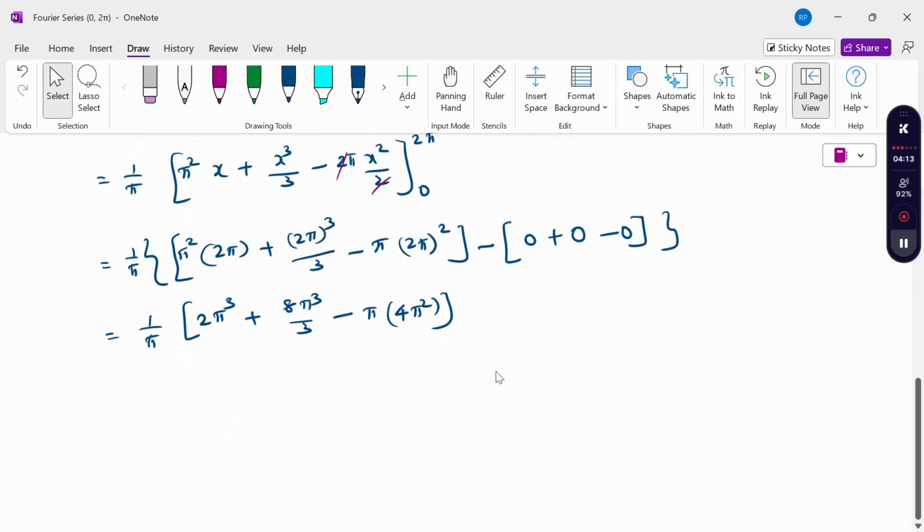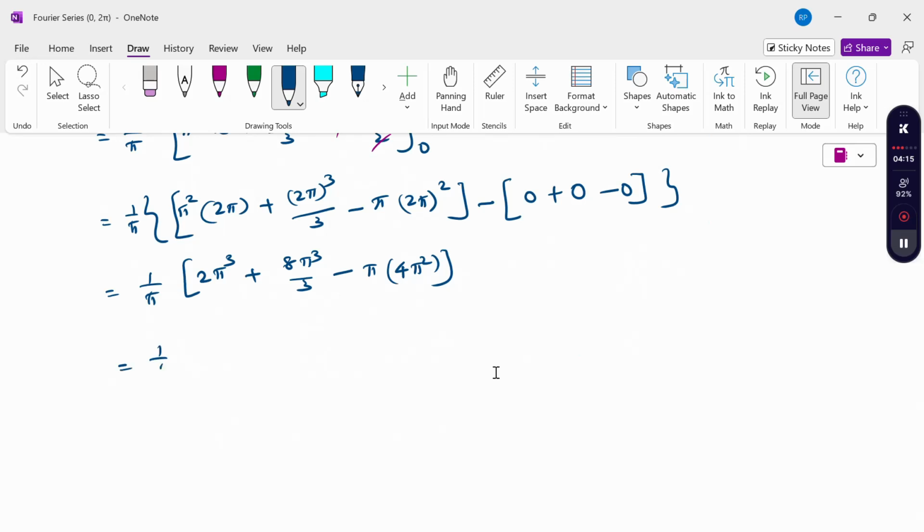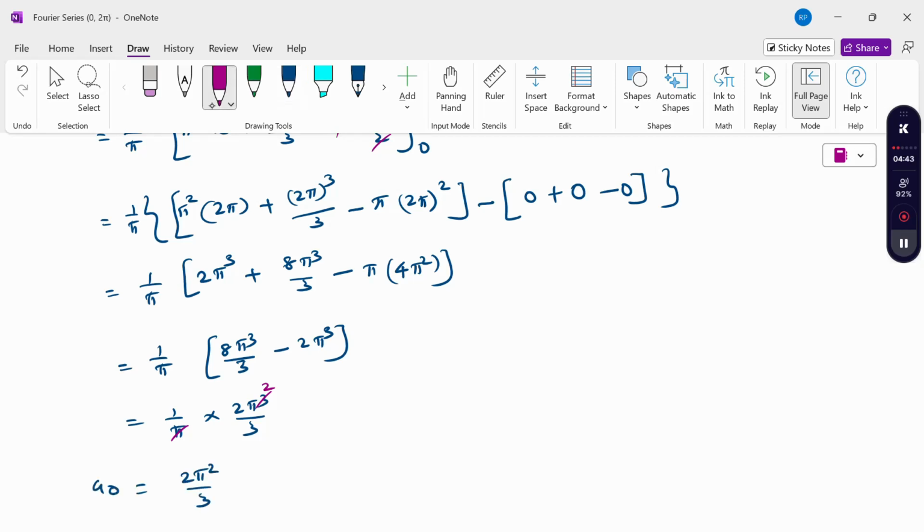Now simplify this. It is 1 by pi times 2 pi cube plus 8 pi cube by 3 minus 4 pi cube. Taking the LCM 3, this gives 1 by pi into 2 pi cube by 3, and this pi will be cancelled. Therefore a naught is 2 pi square by 3.